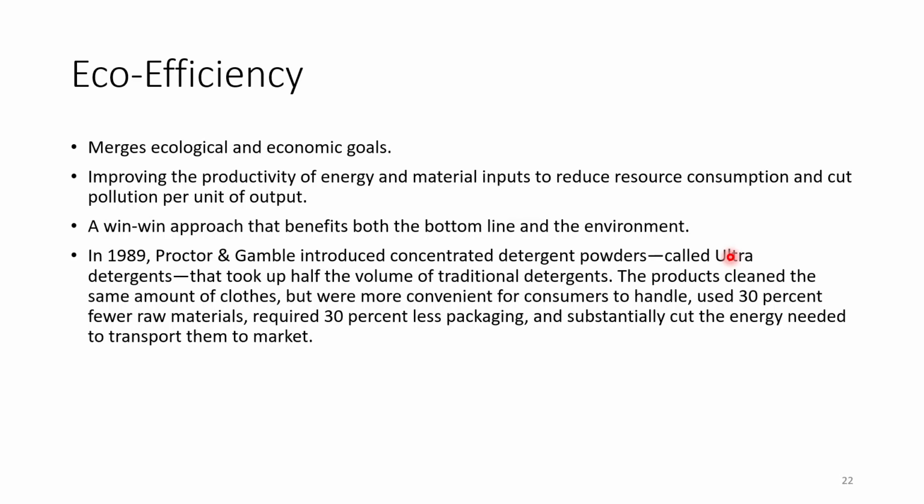In 1989, Procter & Gamble introduced concentrated detergent powder, which was called ultra detergents. It took up half the volume of traditional detergents, and the products cleaned the same amount of clothes but were more convenient for consumers to handle, and used 30% fewer raw materials, 30% less packaging, and substantially cut the energy needed to transport them to market.